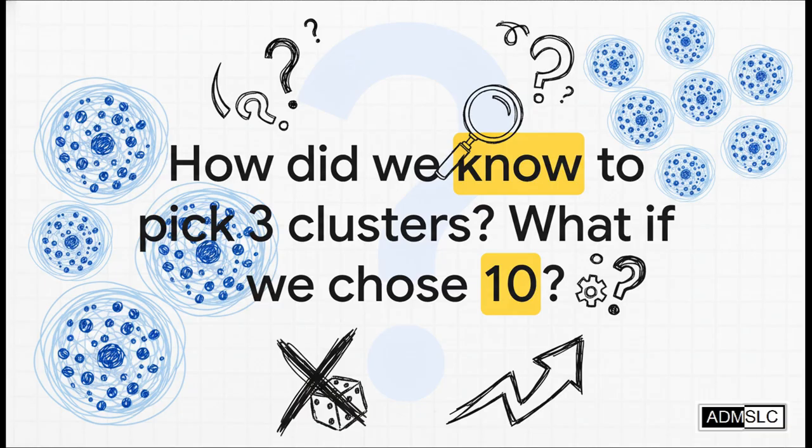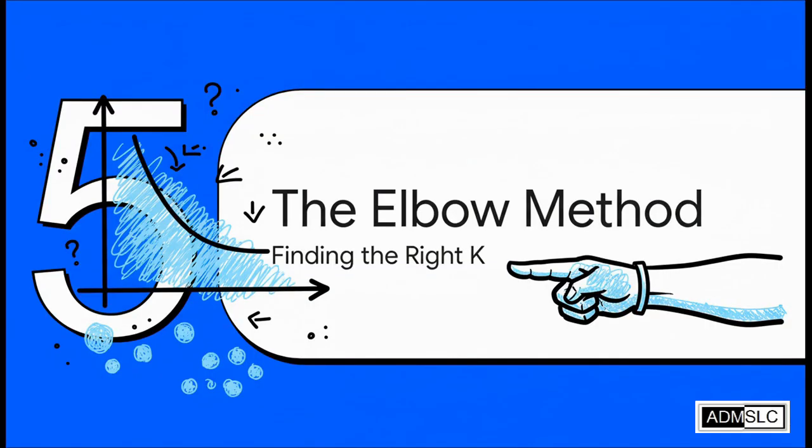So this is a huge deal. We need a better way than just guessing. And luckily for us, data scientists have a really clever technique for this exact problem. It's called the elbow method, and it lets us find the best number of clusters in a systematic, data-driven way. It basically takes the guesswork right out of the equation.